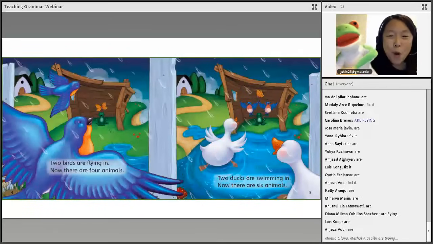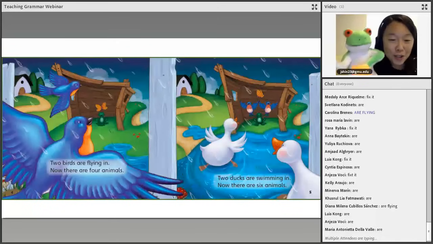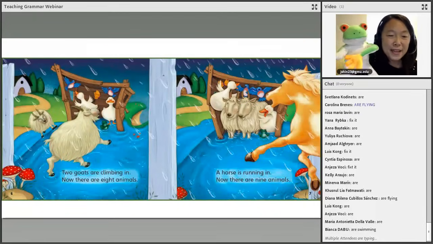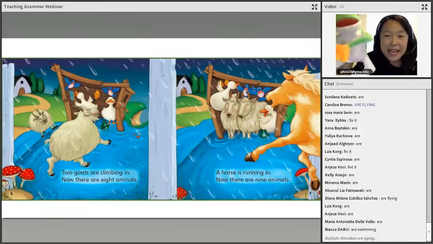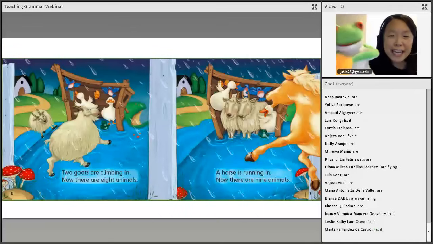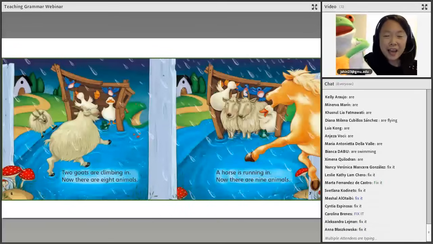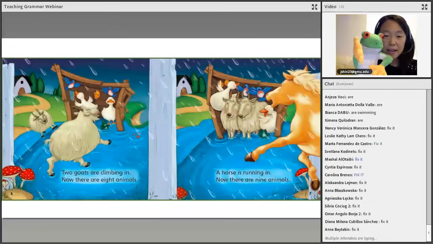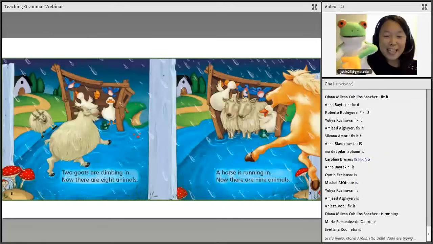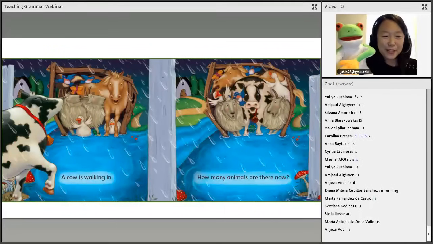Now there are four animals. Two ducks are swimming in. Now there are six animals. Two goats are climbing in. Now there are eight animals. A horse running in. Uh-oh, I have to fix it. How? A horse is running in. Now there are nine animals.